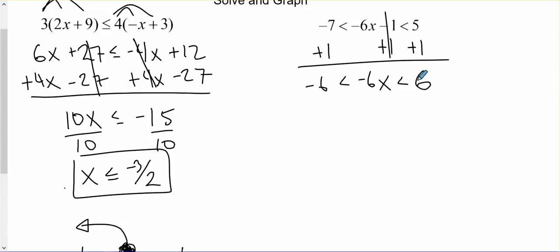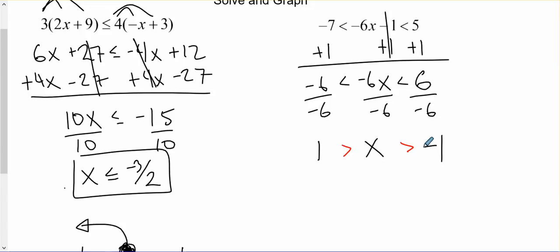Now, what do we need to do? Now we need to divide by negative 6. So I'm dividing each side by negative 6. When we divide by a negative, what do we need to do to those inequality symbols? We need to reverse the inequality symbols. Make sure we don't forget to do that. Negative 6 divided by negative 6 is positive 1, and 6 divided by negative 6 is negative 1.